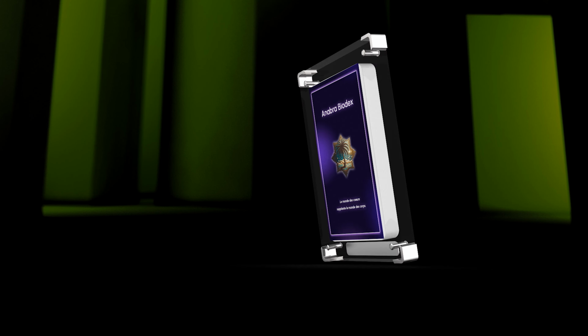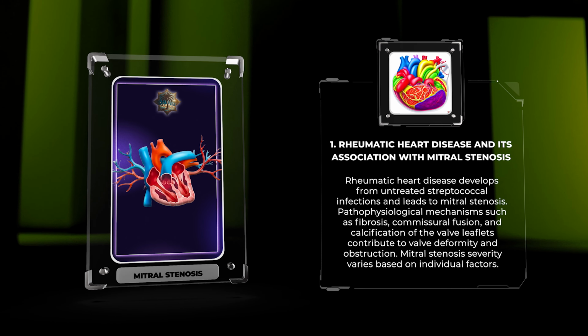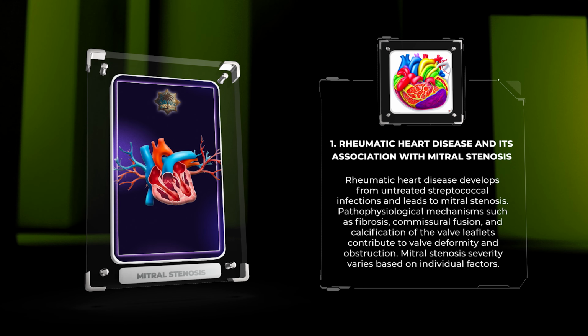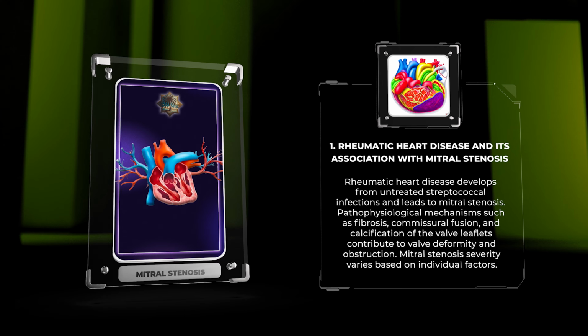Rheumatic heart disease develops from untreated streptococcal infections and leads to mitral stenosis. Pathophysiological mechanisms such as fibrosis, commissural fusion, and calcification of the valve leaflets contribute to valve deformity and obstruction. Mitral stenosis severity varies based on individual factors.